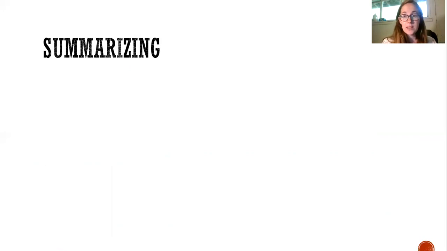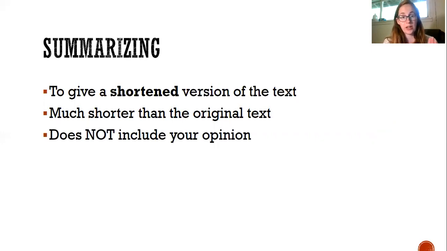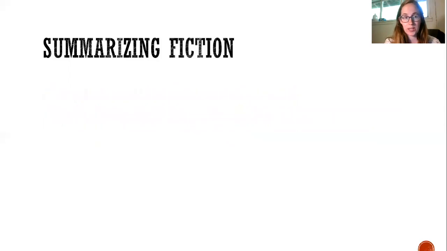And now we're going to talk about summarizing. What does summarizing mean? Well, it gives a shortened version of the original text, and it's in fact much shorter than the original. It does not include your opinion. Here is where some people get themselves in trouble because they really want to say what they think about something. But if you're asked just for a summary, you shouldn't say what you think. So say you had to summarize a list of Donald Trump's tweets, you're not allowed to say, this enrages me. You just have to say the facts of what he said. And again, it must be completely in your own words.